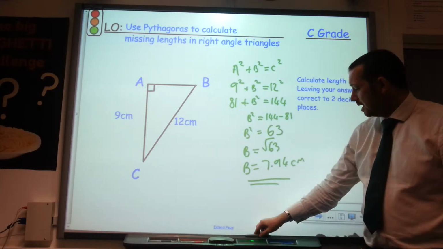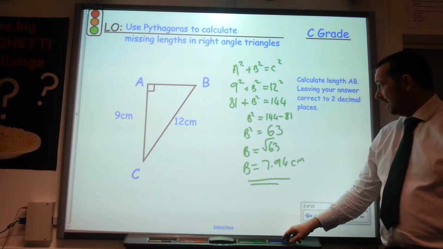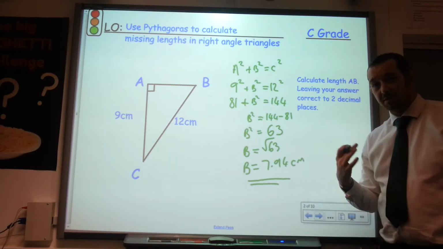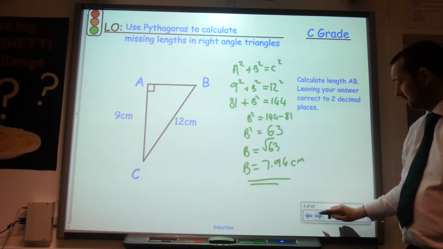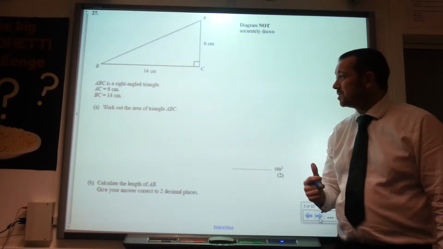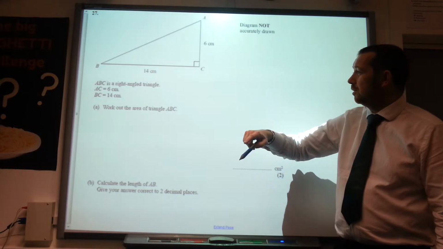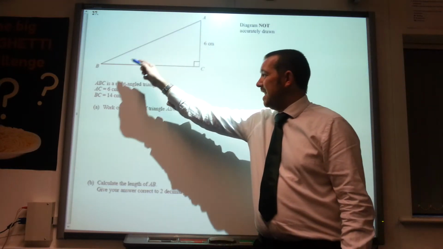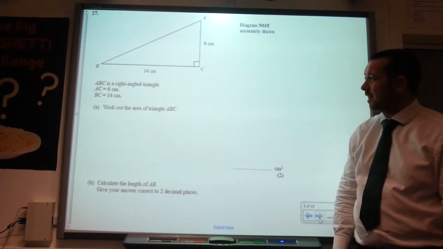All right? Now, again, I'm going to give you some questions to have a go at yourself. So exam questions. So here we go, let's have a look at them. We've got question 27 here. So it's a late question. It's a right angle triangle. You will at some stage be asked about this length. So again, it's a clue that it's Pythagoras.